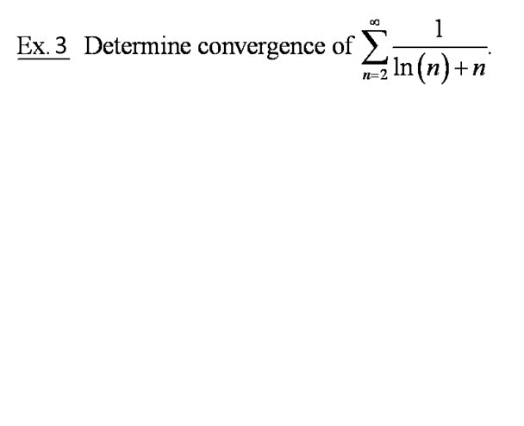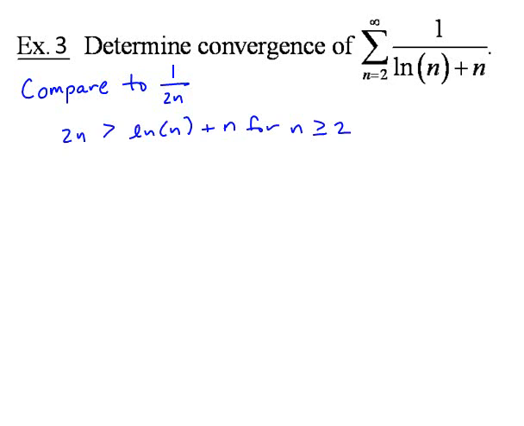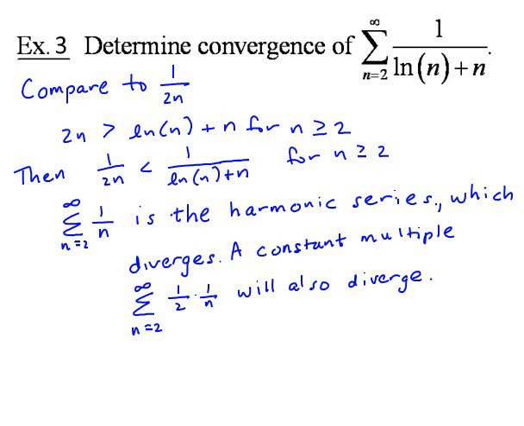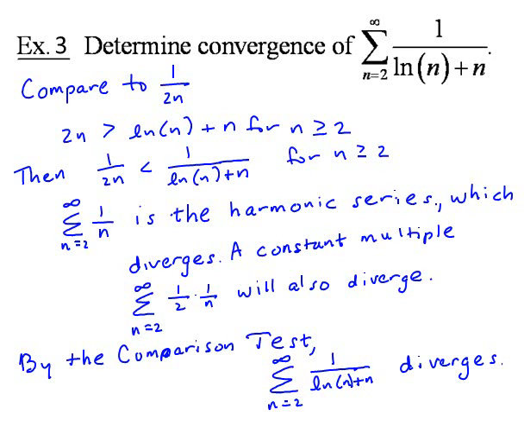In example 3, I'll try to compare this series to 1 over 2n. Since 2n is greater than the natural log of n plus n for n greater than or equal to 2, then 1 over 2n is less than 1 over the natural log of n plus n for n greater than or equal to 2. 1 over n is the harmonic series, which is known to diverge. A constant multiple of this series will also diverge, so 1 over 2n diverges. Thus, by the comparison test, our series diverges.